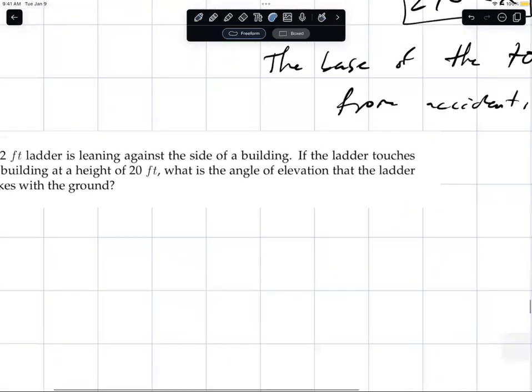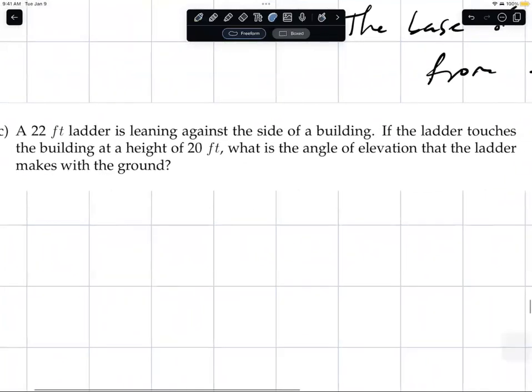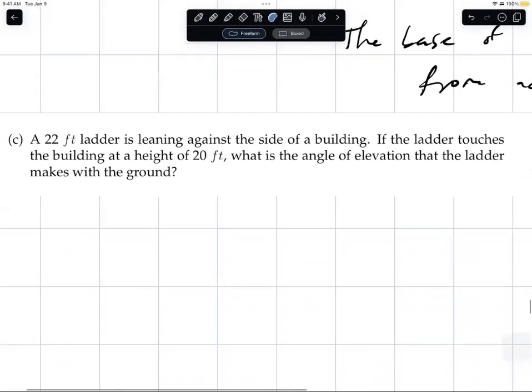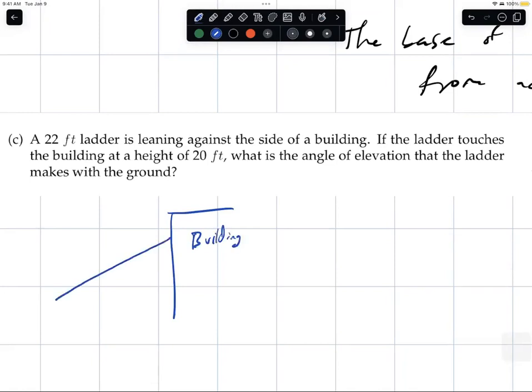All right, now we'll just zoom in a little. So it says a 22-foot ladder is leaning against the side of a building. So here's our building. And then here's a ladder. If the ladder touches the building at a height of 20 feet, what is the angle of elevation that the ladder makes with the ground?